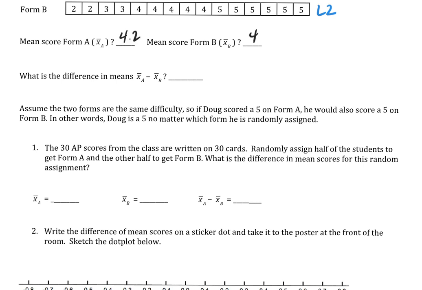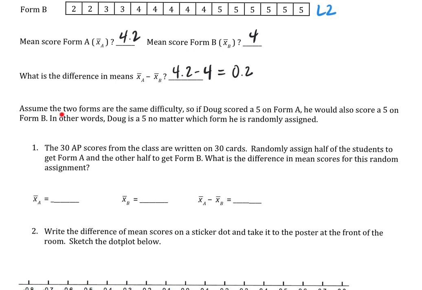Okay, so you should have gotten that the mean score for Form A is 4.2 and the mean score for Form B is 4. What is the difference of means? And you can see how we're supposed to subtract A minus B here. Let's go ahead and find that. So 4.2 minus 4, that difference is 0.2.